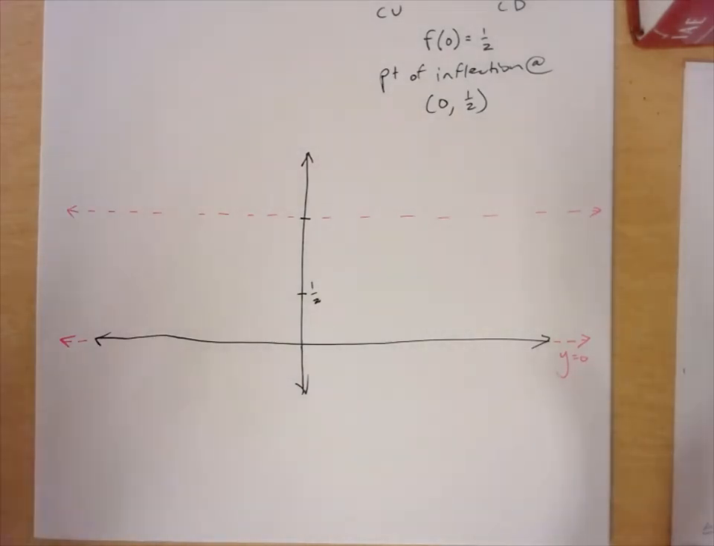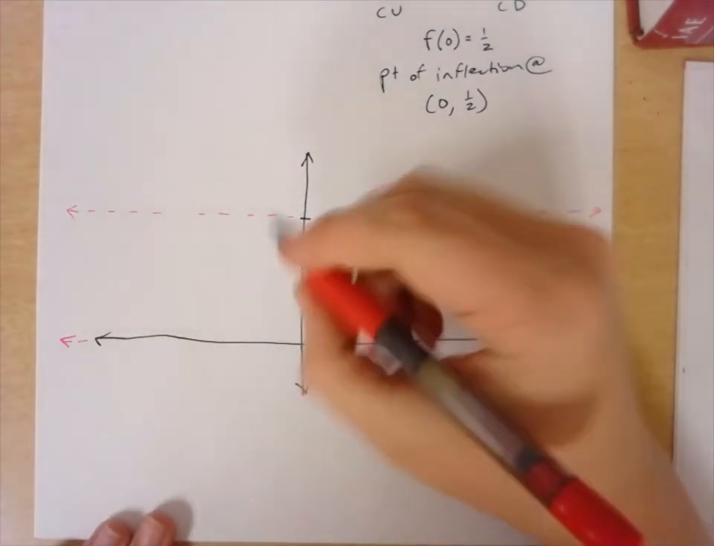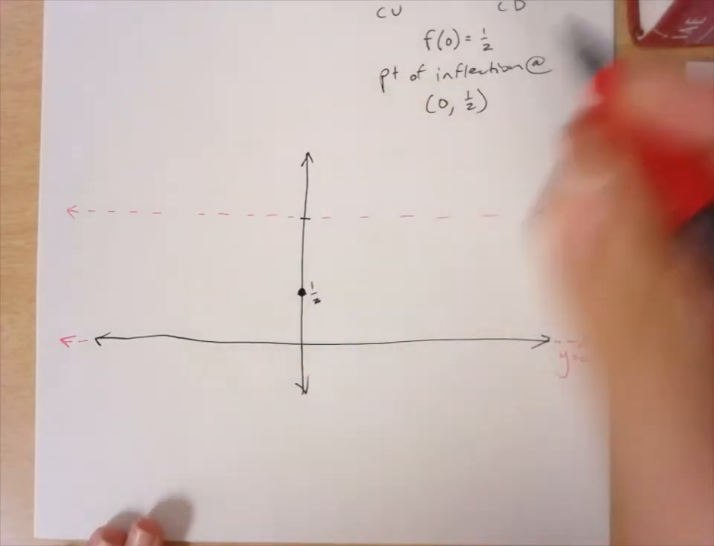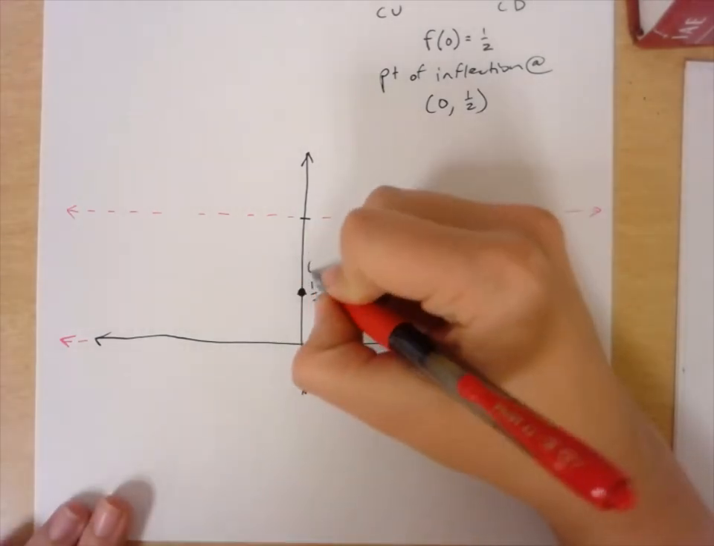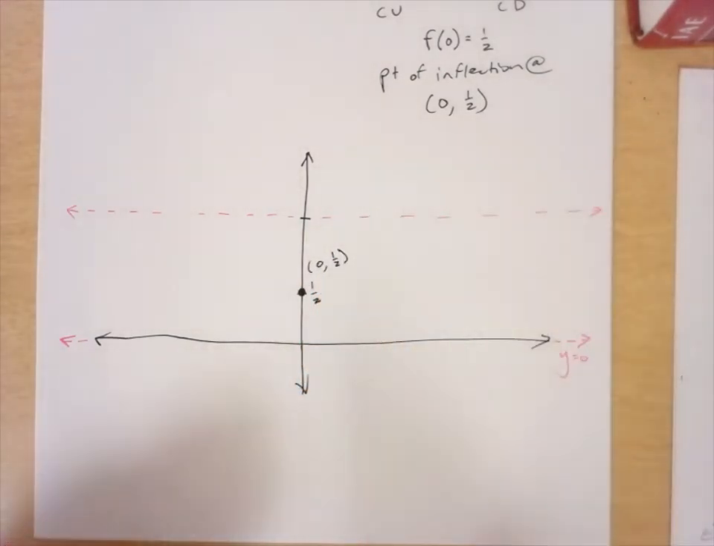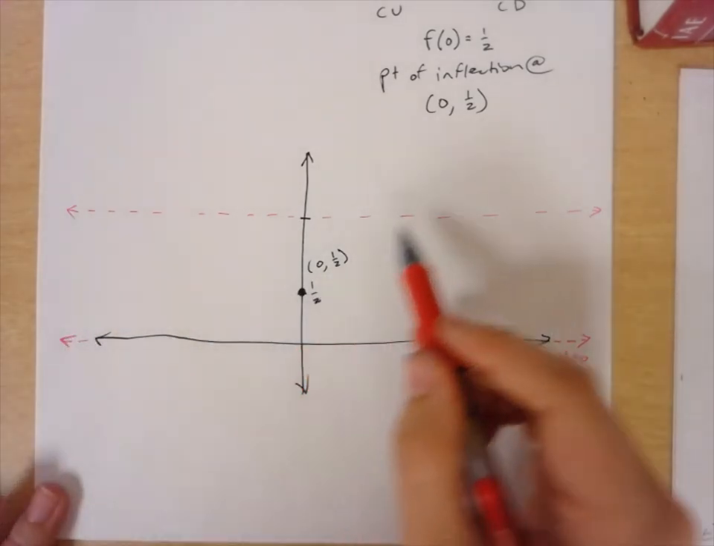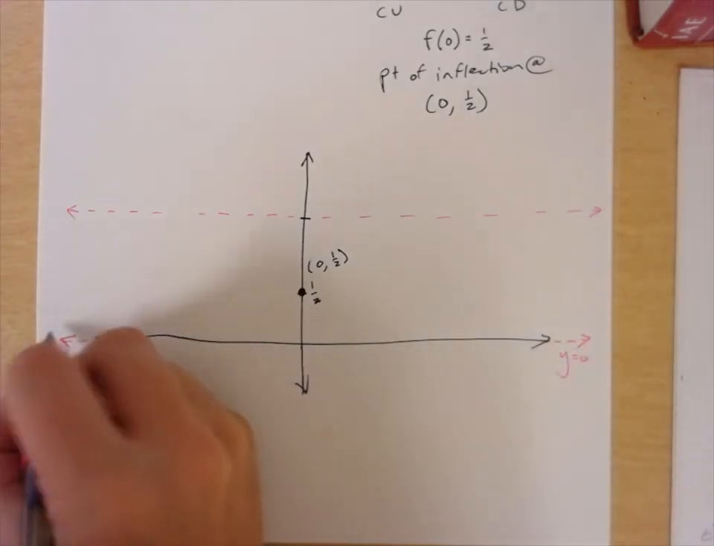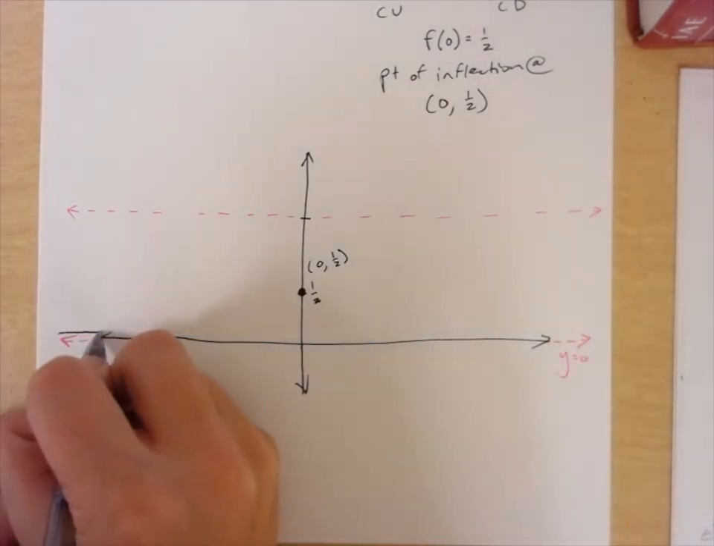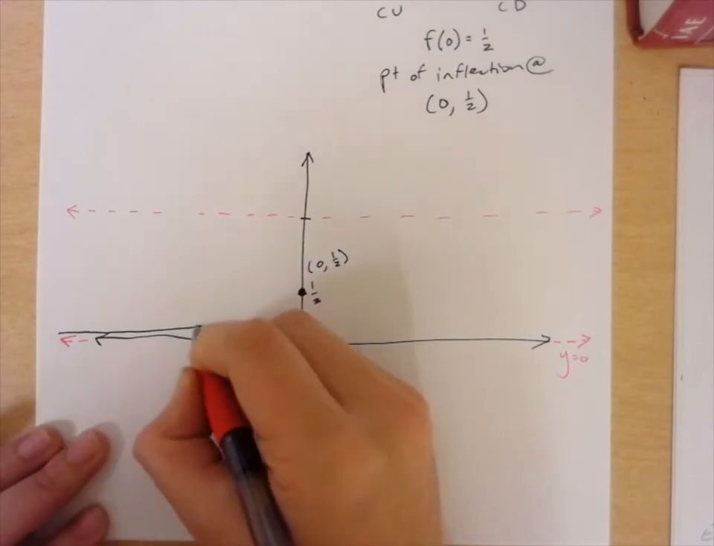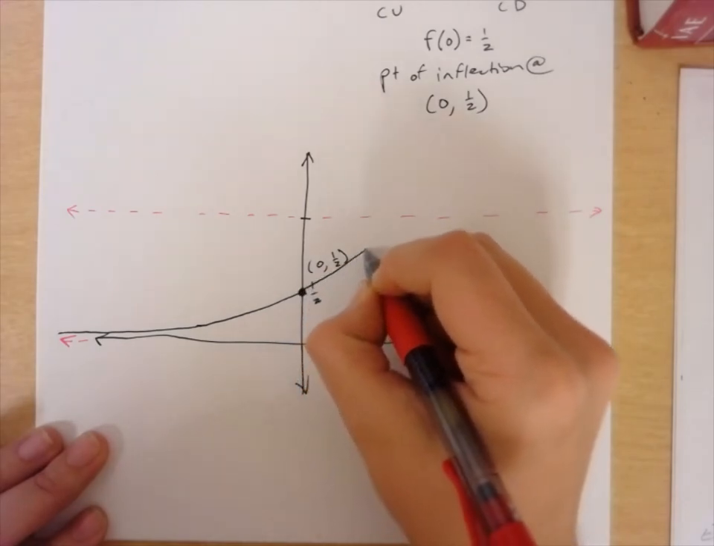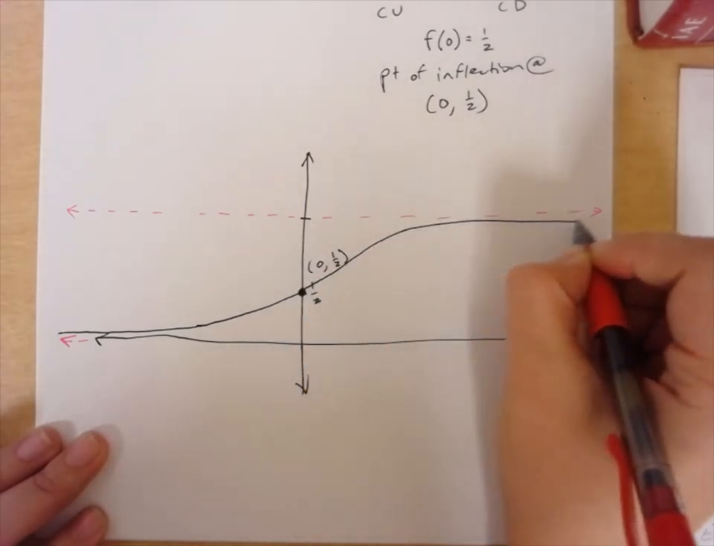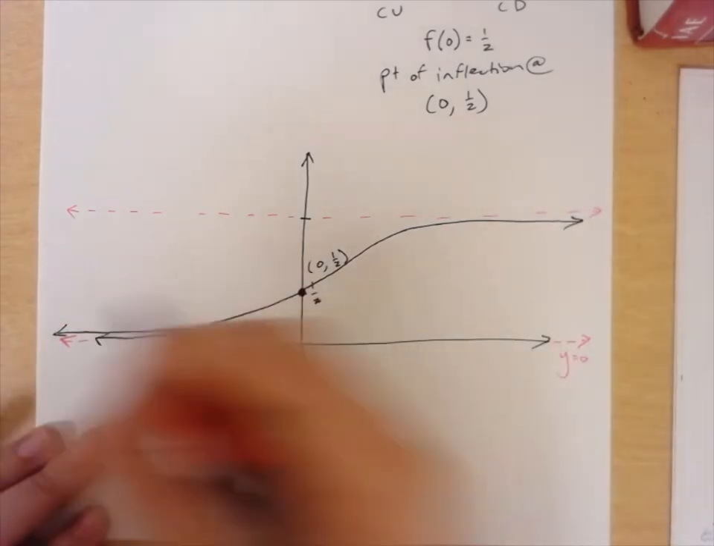Alrighty. And we don't have a lot going on because we didn't even get to have the first derivative tell us anything. But we do know some things. We know that we have a point of inflection at 0, 1/2, so I'm going to label that. And we know that we were concave up, and then we were concave down, which means I'm going to hug this horizontal asymptote here. I'm going to hug it, hug it, hug it. I'm going to go up to meet my point of inflection, and then I'm going to hug my top horizontal asymptote of y equals 1. And that's what my graph is going to be doing.